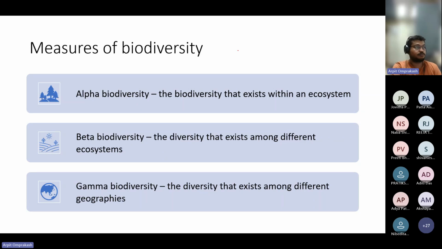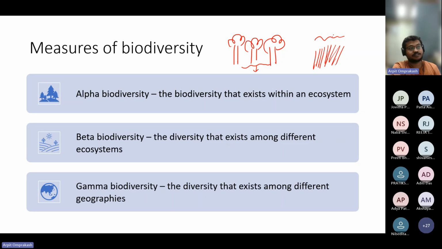Okay, so basically, let's say you have a forest here and you have a patch of grassland here. So alpha biodiversity helps you quantify what is the diversity in this area and what is the diversity in this area separately. So you count the number of species here, count the number of species here, you get species richness, you can calculate Shannon diversity or Simpson diversity and all that. Now beta diversity is basically the diversity compared between these two.